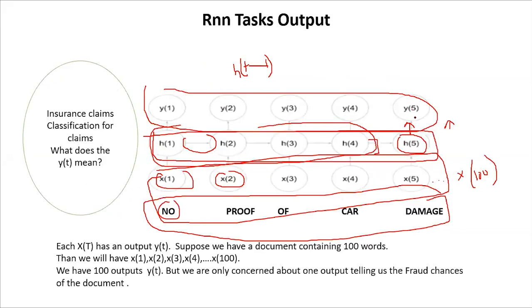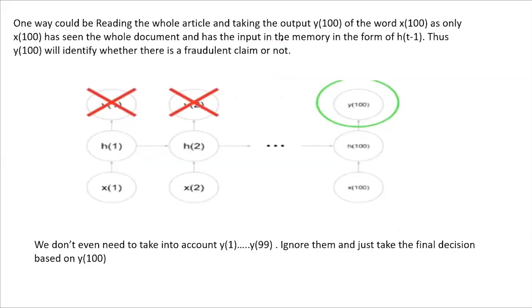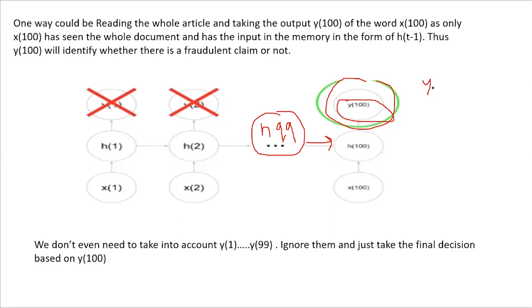that the output for Y5, the damage output, would have information from all the H4s. And that is what has been written here: one way could be reading that whole article of 100 words and then taking the output of 100 with the information from H1, H2 till H99. Based on that, giving that information to the hidden layer of 100, the output for Y100 will be yes or no. That yes, it was a fraudulent claim, or it might not be a fraudulent claim.